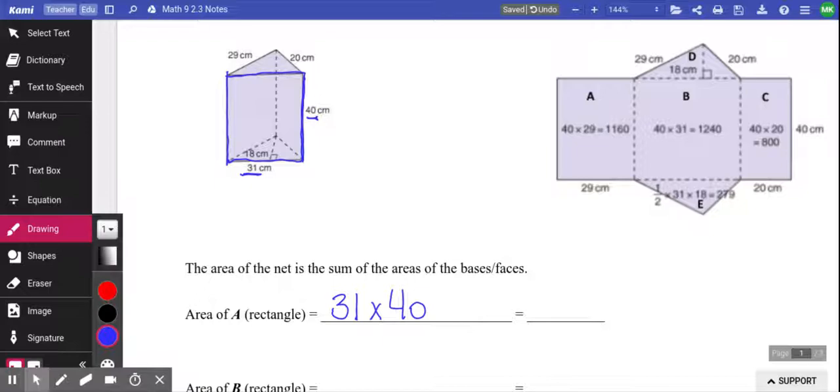And that would give me the area of the front face, the one that's right in front of me. If you put that in your calculator, you should get 1240. Nice. Oh yeah, it's on the net. That's perfect. So that's the area of the thing that's right in front of me.